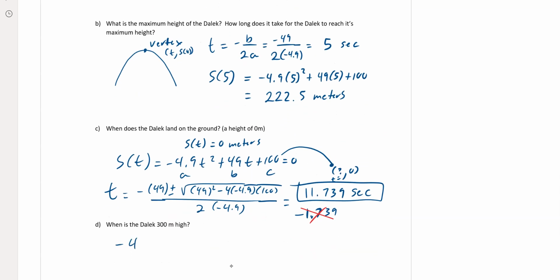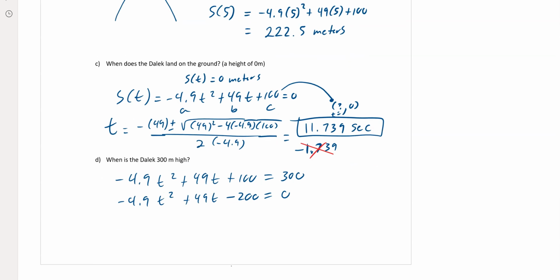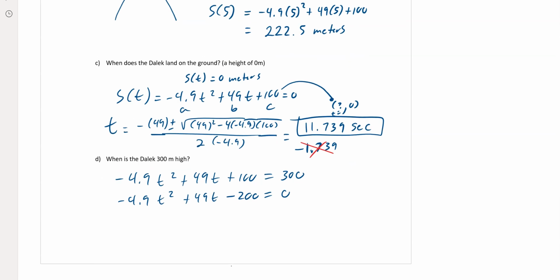So if we say negative 4.9 t squared plus 49 t plus 100 equals 300, then all you have to do is move that over, and we get negative 4.9 t squared plus 49 t, subtracting 300 from both sides gives us negative 200. That's it. So when will it be 300 high? And so now we just have a new formula.